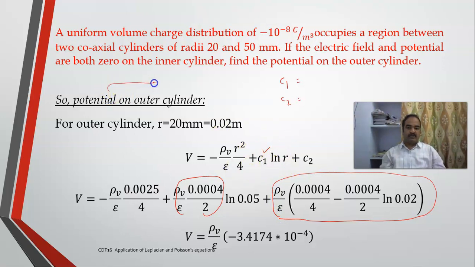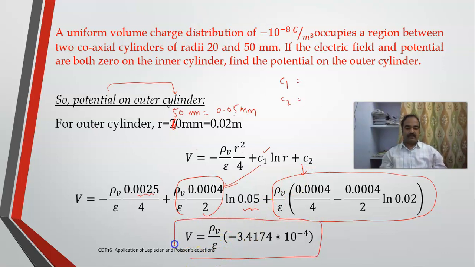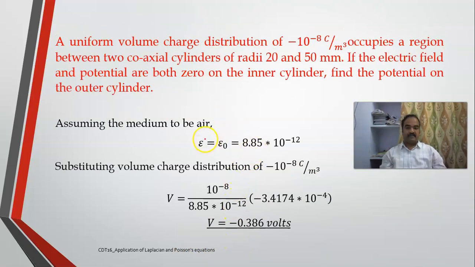I want the potential on the outer cylinder, which is at 50 mm. So I will substitute the value of r as 0.05, along with c1 and c2. If I solve this, this is my expression. Now I know the values of rho v and epsilon also. Epsilon r I am taking as 1, so this is the epsilon naught value and this is the rho v value. Substituting these, you will get a voltage of minus 0.386. If I am wrong, please correct me.